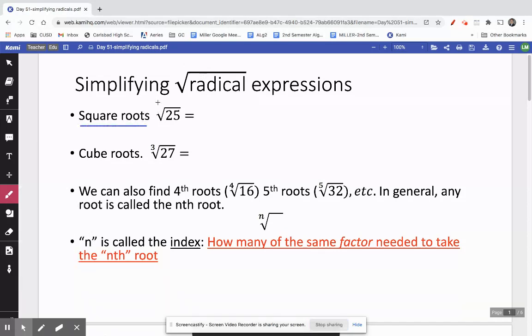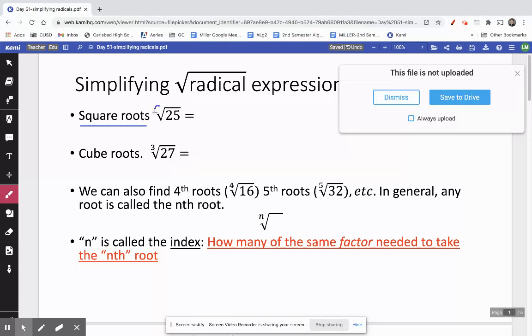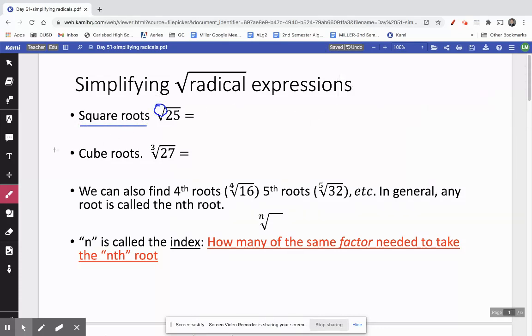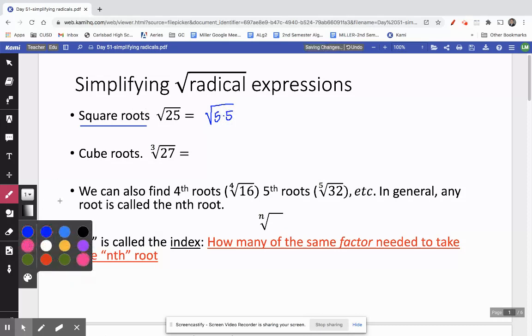That's usually given when we don't have a little number here. If there's nothing there, it's a 2, it's a square root, okay? What that means is if we break apart 25 into 5 times 5, we're looking for 2 of a kind. So what two numbers multiplied together equal 25? It's just going to be 5, one of those, because we're looking for 2 numbers that multiply together, okay?